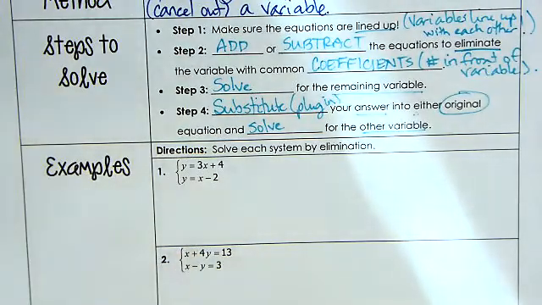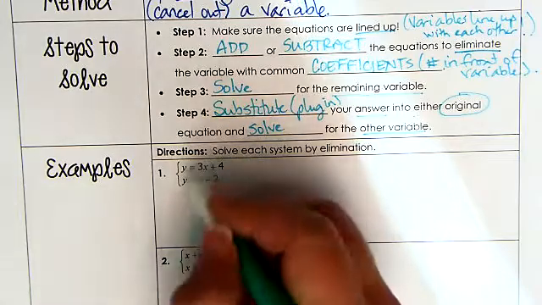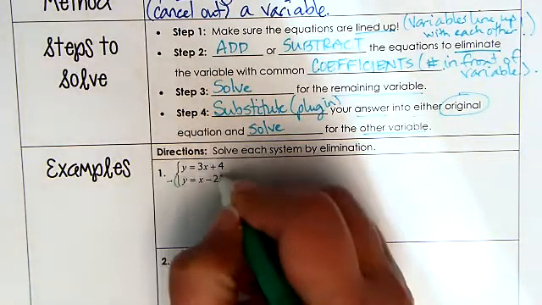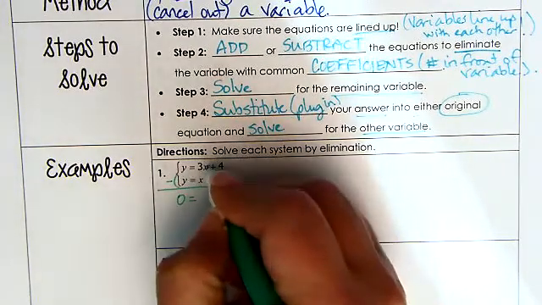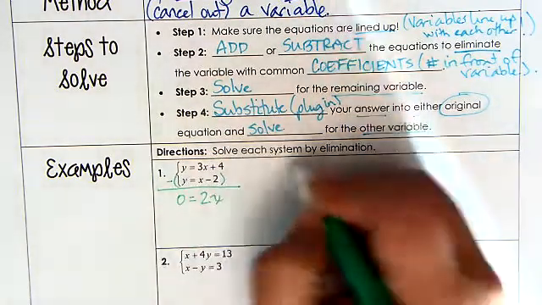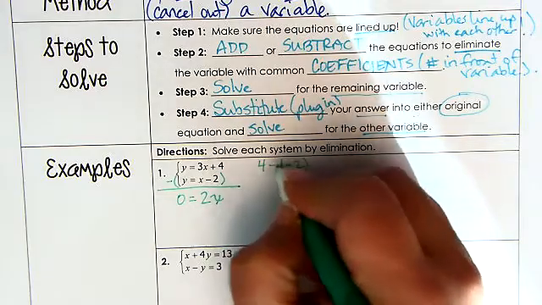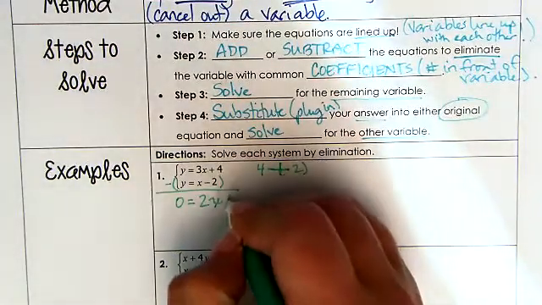Okay, so let's see what that looks like. So for number one, these are both the y's. If I look at this for number one, the y's are both positive. So therefore, I'm going to subtract these two equations. So I'm going to do y minus y, which gives me 0, equals 3x minus x, which is 2x, 4 minus negative 2. So this becomes a double negative, which then becomes 4 plus. So therefore, this is plus 6.